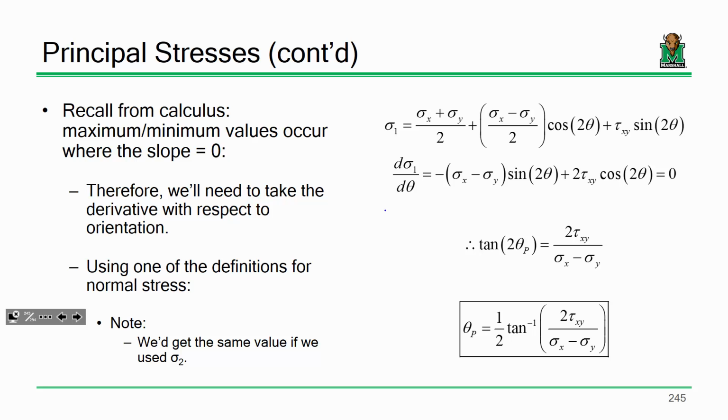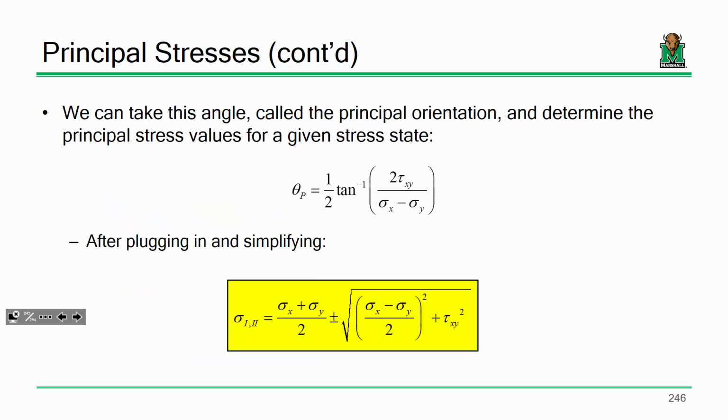Now, check this out. So, I've got a term that's got a sine, a term that's got a cosine. What was sine over cosine? What was that, maybe the tangent? All right. So I've got the tangent of 2 times this angle, which I'm calling theta sub p. Okay, and I'm calling that theta sub p because I'm saying that's the principal orientation. How do I determine theta? Well, I take the inverse tangent, divide by 2. Sound good? All right. Based on that principal orientation, what do I then do?